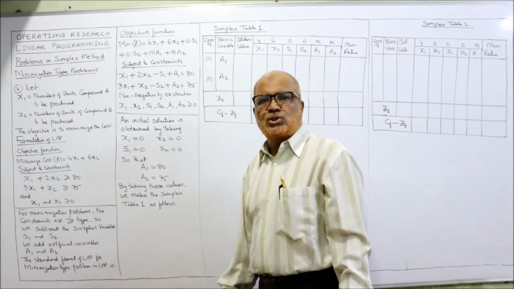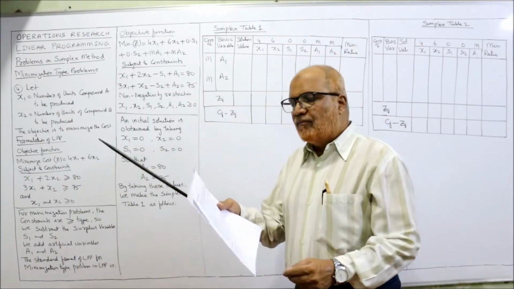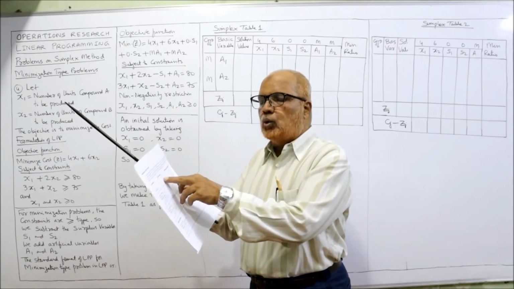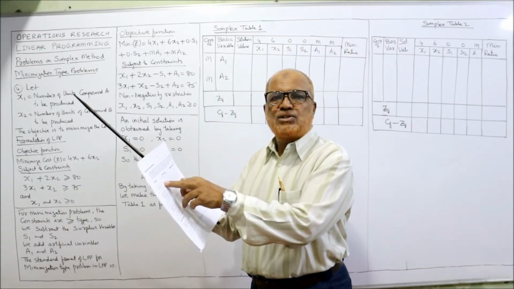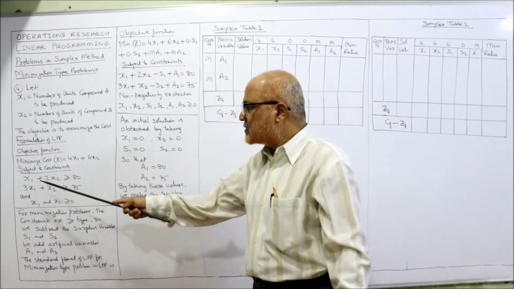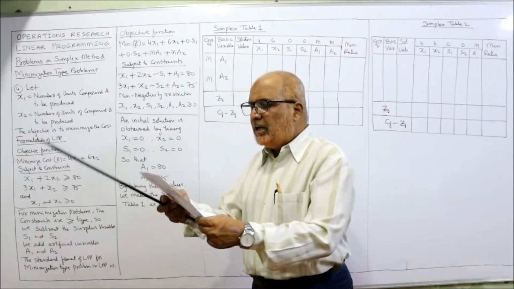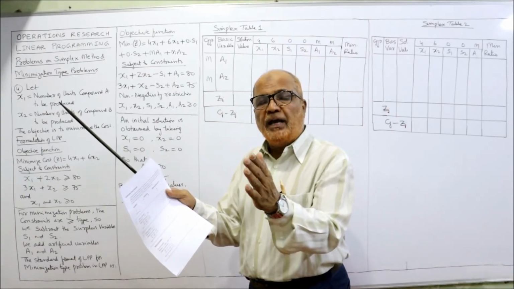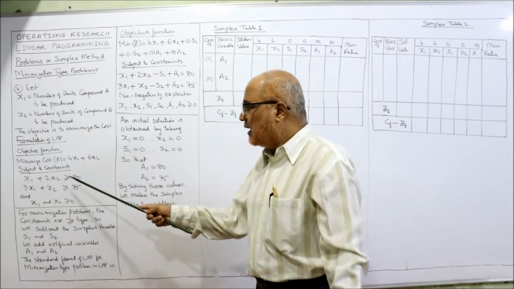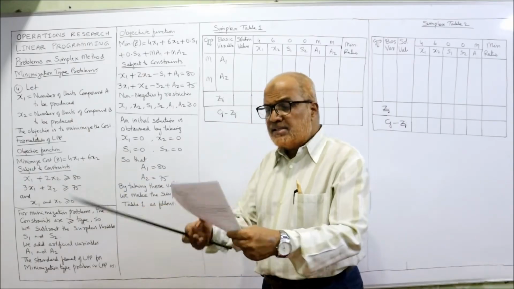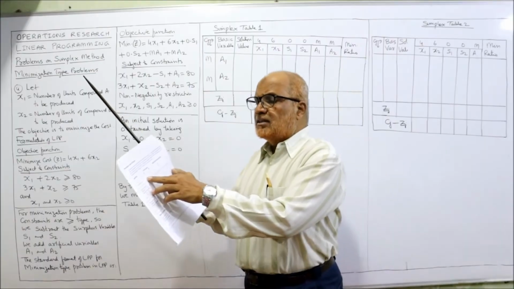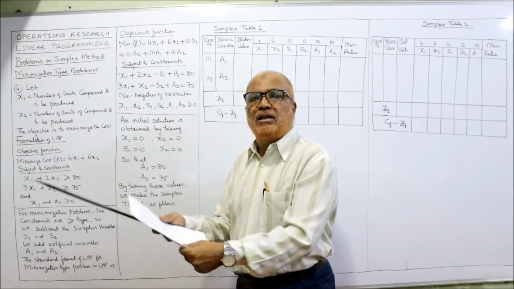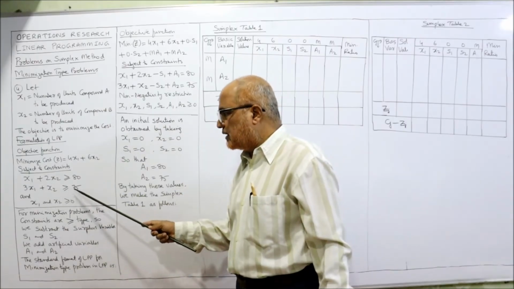Now subject to constraints. What are the limitations? First, ingredient C. We require 1 unit for A and 2 units for B. So 1X1 plus 2X2. So X1 plus 2X2. The minimum requirement is 80. Minimum, not less than. It should be 80 or more. So greater than or equal to 80. Second constraint, D ingredient. 3X1 plus X2 should be greater than or equal to 75.